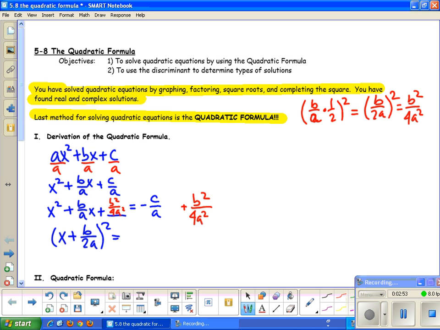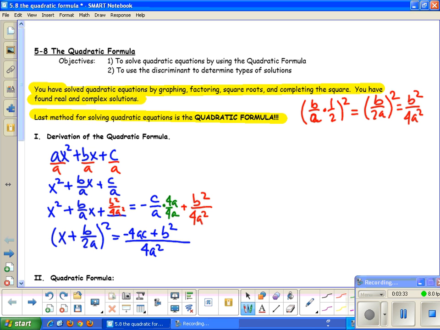Now for this next step, I'm going to combine my fractions. Remember that in order to combine fractions, I need a common denominator. So what's common between 4a squared and a? Well, 4a squared would be the least common denominator. That means I need to multiply this by a 4, and I also need another a to make the a squared. This is going to help me write it as one fraction. So when I do that, I get negative 4ac, because remember you write the variables in order and the number in front, plus our b squared over 4a squared.